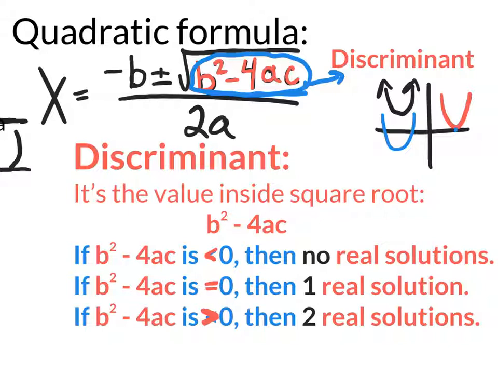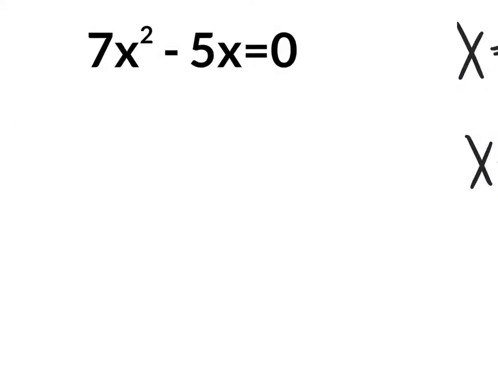Let's start doing that. Just remember the inside value, the b squared minus 4ac, that's called the discriminant, and it will tell you a lot. It tells you if your parabola crosses once, crosses twice, or doesn't cross at all, right? That's the same thing as having one real answer, two real answers, or no real answers. Here we go. Like I said, the quadratic formula is a tool that works every single time, right?